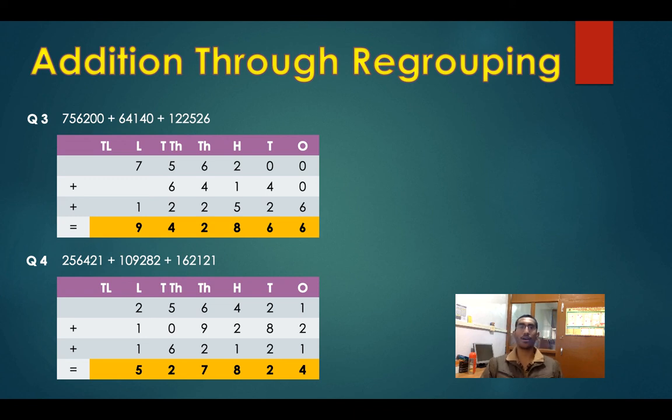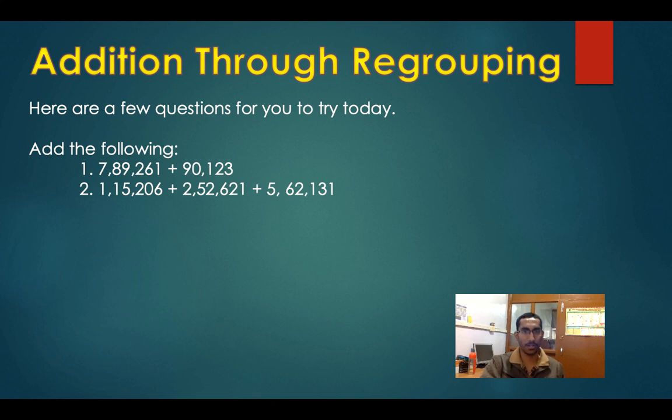Now I want all of you to practice a few questions, and the questions are as follows. Add the following: 7,89,261 added to 90,123, and the second question for today is 1,15,206 plus 2,52,621 plus 5,62,131.